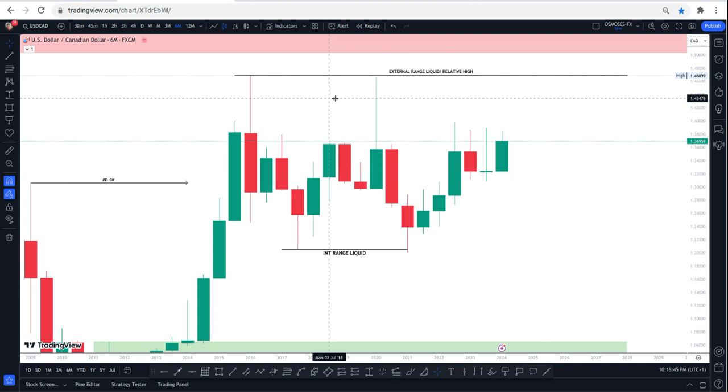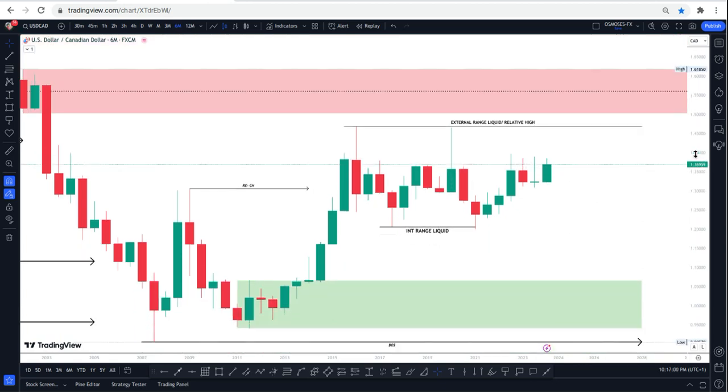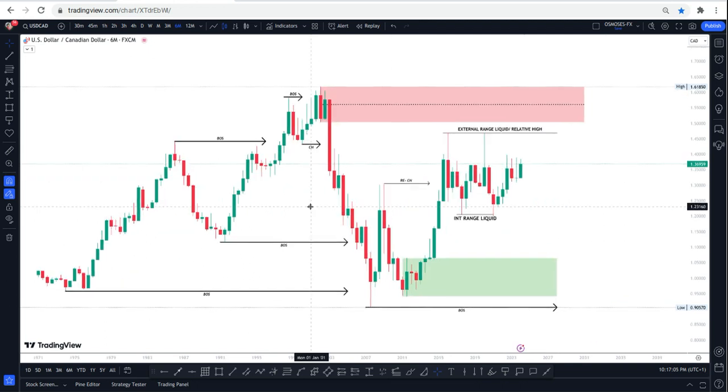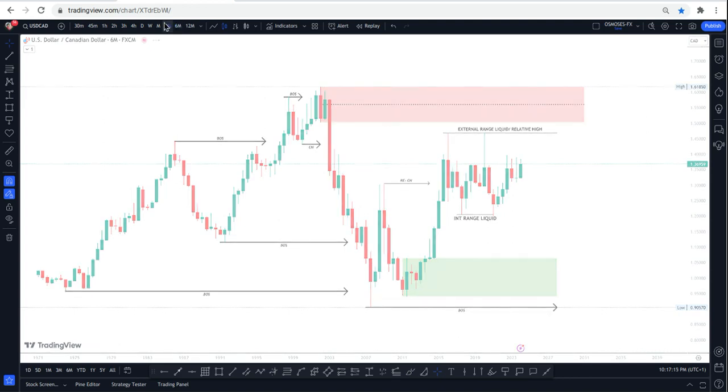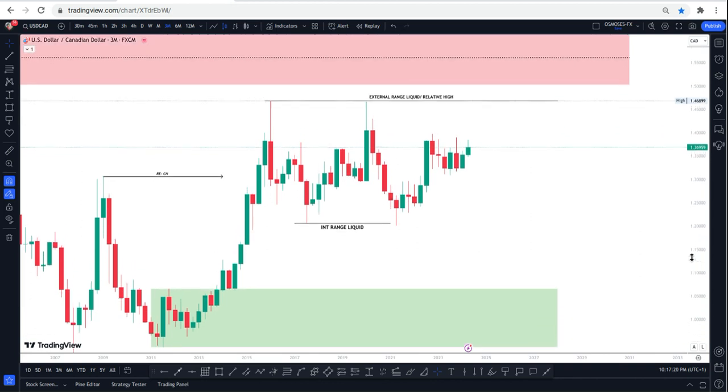Okay, let's go back to where we stopped. Internal range liquidity taken, so we have the external range liquidity up for grab, and price is still looking pretty as it is on 12 months, still looking very pretty. Yeah, we still have almost the same levels marked out. Okay, let's go to 3 months. 3 months still the same.